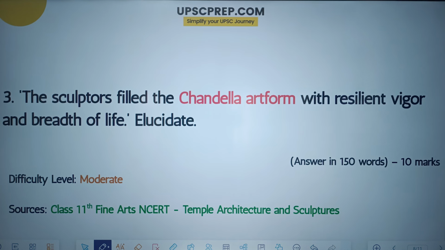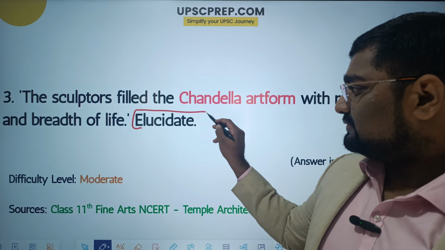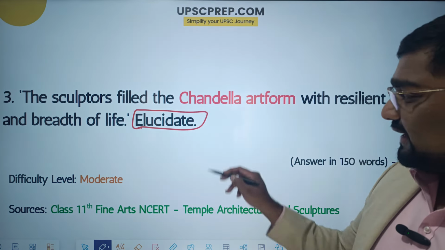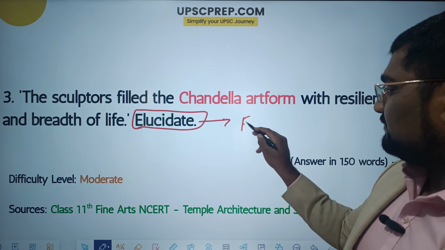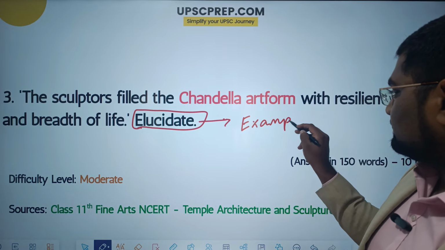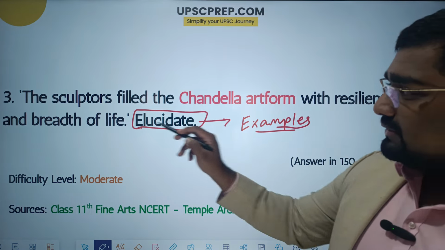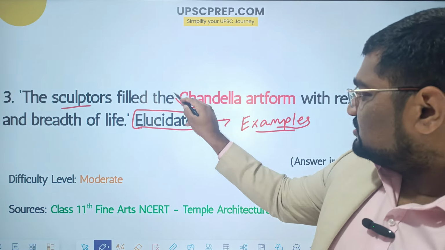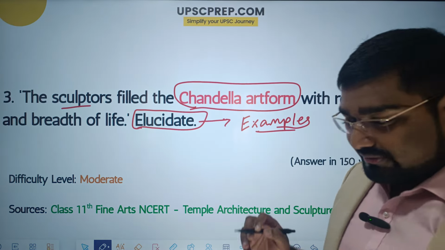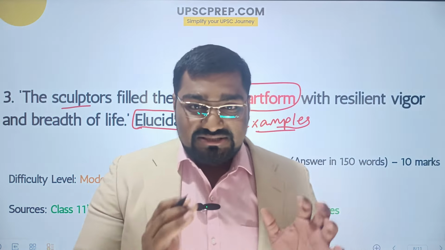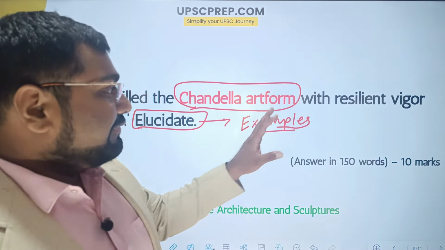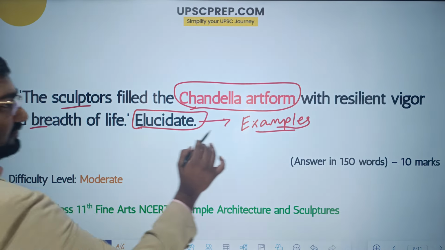The sculptors filled the Chandela art form with resilient vigor and breadth of life. Elucidate. Right? Now, see, this is the directive word. Elucidate. Elucidate means what? You need to give examples. The sculptors filled the Chandela art form. So now the question is specifically on the Chandela art form with resilient vigor and breadth of life.